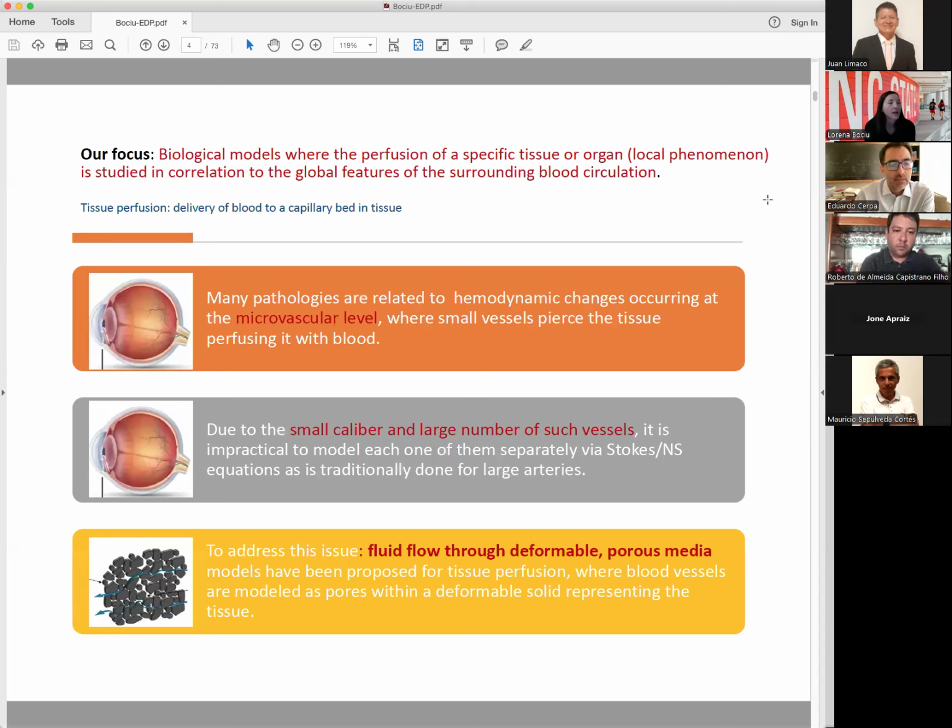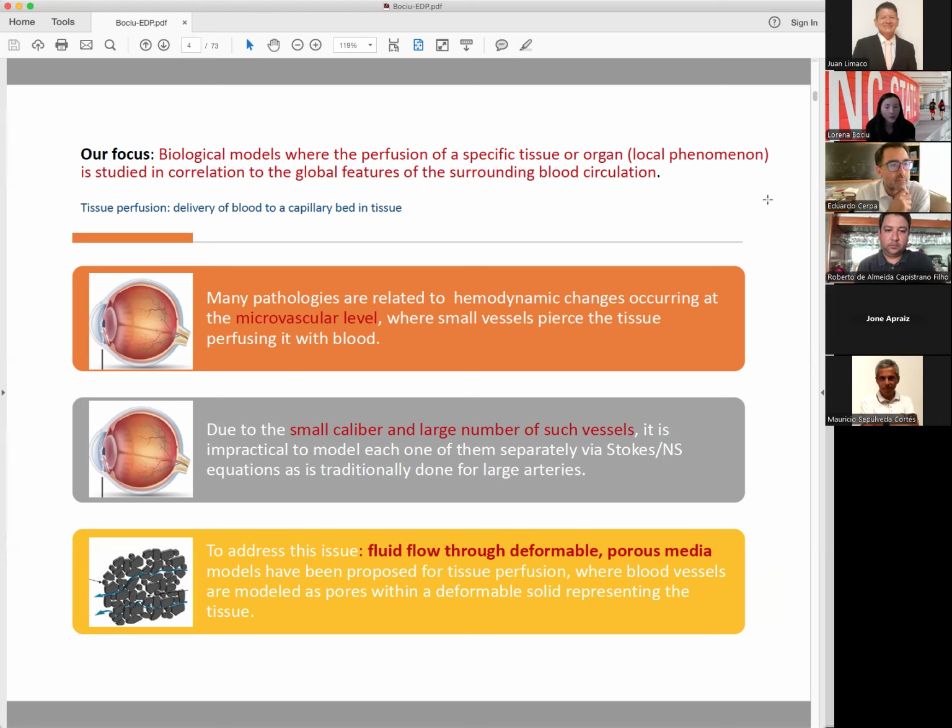In comparison, our focus is on biological models where the perfusion of a specific tissue or organ, which is our local phenomenon, is studied in correlation to the global features of the surrounding blood circulation. Why? Because we know that there are many pathologies related to the hemodynamic changes that occur at the microvascular level, where we have small vessels that pierce the tissue and perfuse it with blood. Because we work with a large number of these very small vessels, it is impractical to model each one of them separately using either Stokes or Navier-Stokes equations, as is done for the large arteries.